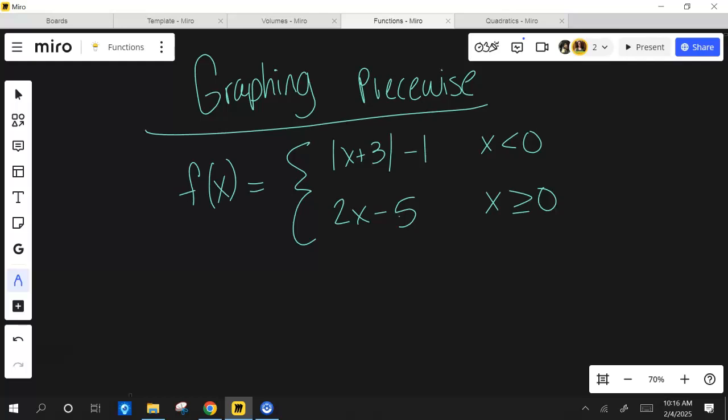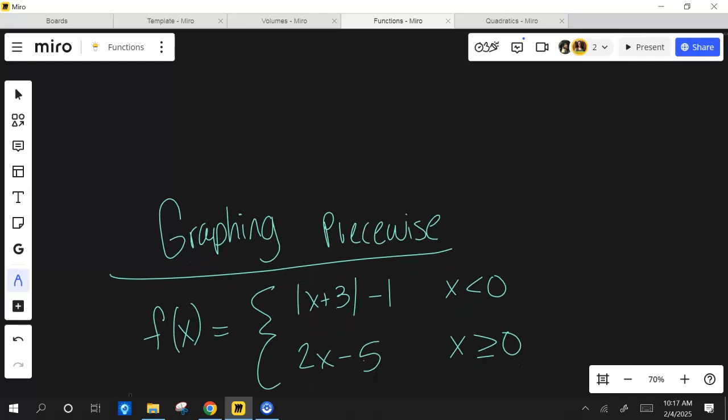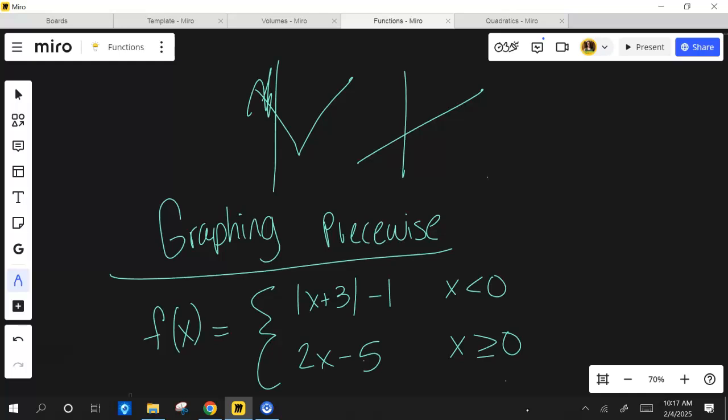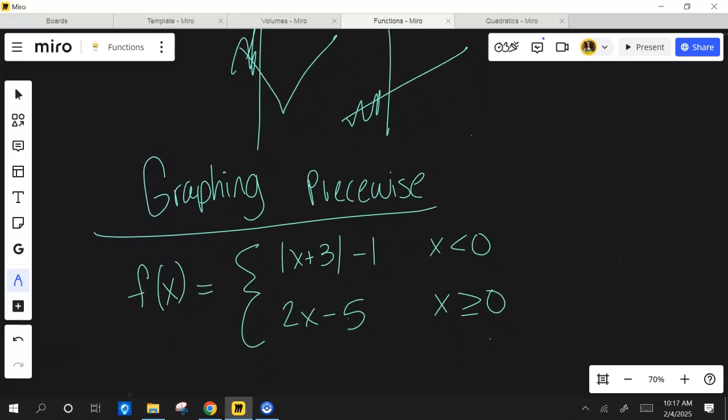This is different than evaluating. All right. Now, understand what piecewise does, right? Piecewise takes literal pieces of different equations. So if I had the absolute value of x plus 3 minus 1, it cuts off wherever 0 cuts it off, and it erases half of it and leaves the other half. And then this one's a line, and it's going to cut off, and it's going to erase part and leave the other part. So I've got to think about that before I graph it.